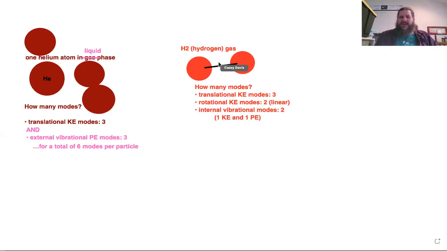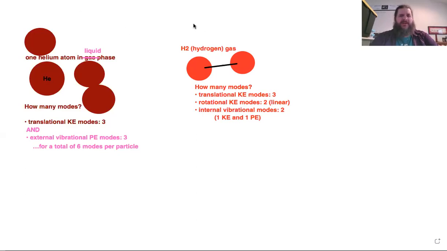If it's triatomic, it gets more complicated because you've got motion of each atom in relation to both of the other atoms. So if it's triatomic or larger, it's not quite as straightforward as just one kinetic and one potential energy mode. It's not even as simple as a certain number per bond.